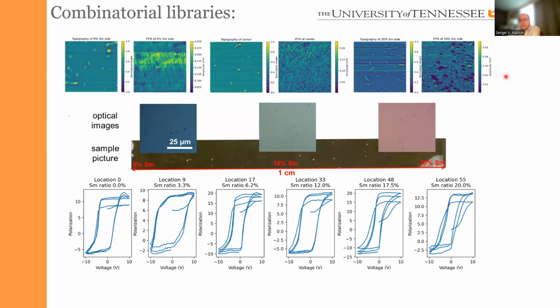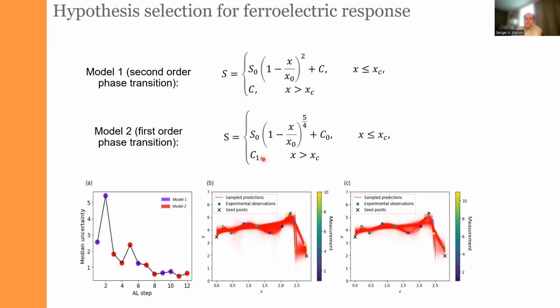scanning probe microscopy. In this case, we can take the topography and PFM images. So here, topography and PFM, here, topography and PFM, here. You can see that the sample behavior changes. But again, we cannot do the measurements every 10 microns because that will take forever. So how do we use the hypothesis learning in this case?